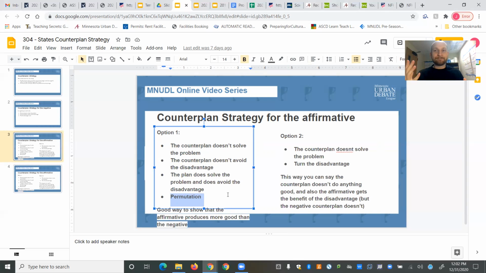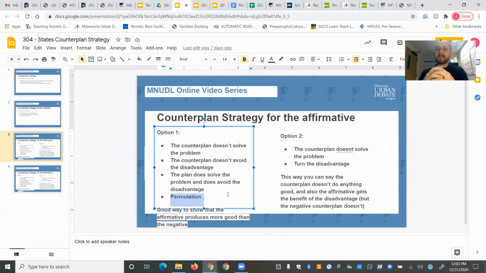So it takes like, I don't know, 15 seconds to make a permutation argument, and it's a really good security blanket for you. So this option is a good way to show that the affirmative produces more good than the negative. And it's the more intuitive way of dealing with it, right? In real life, if you're having an argument and you say, we should do this one thing, and someone else says, no, we shouldn't do that, we should do this other thing, the normal move is not to try to combine them, right?